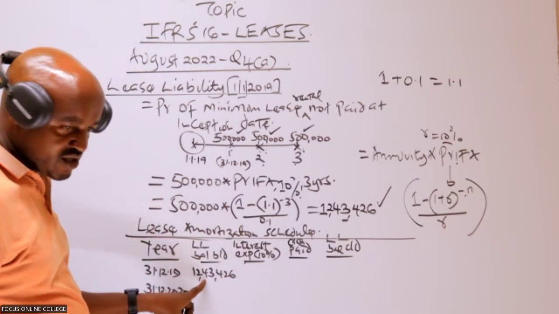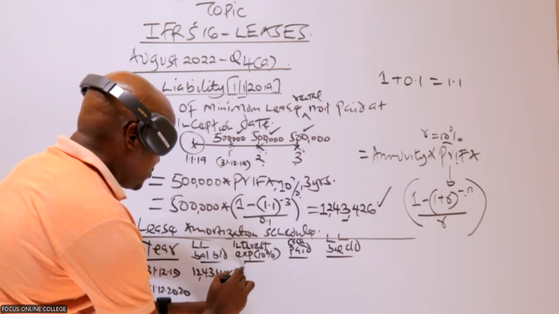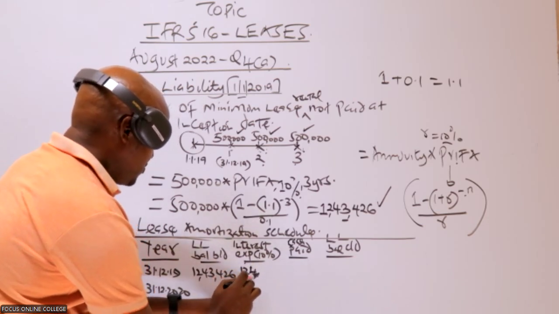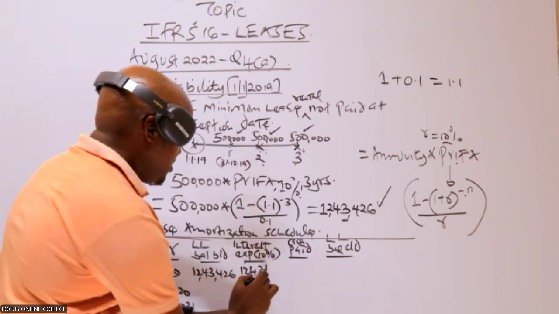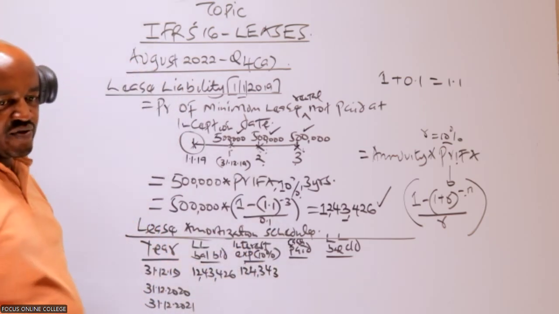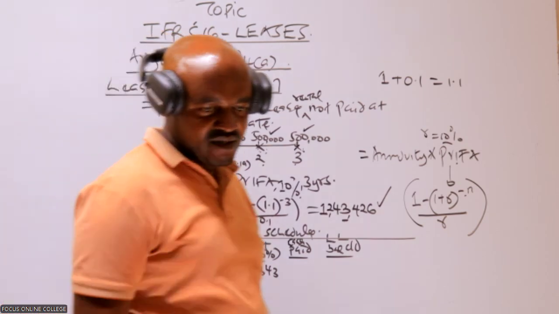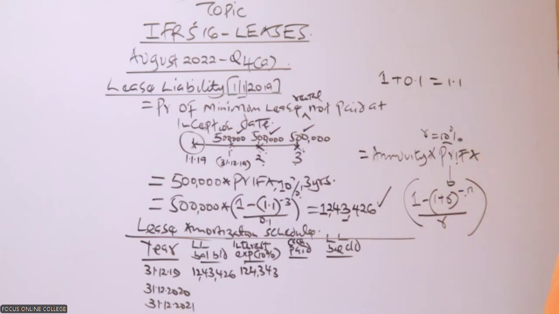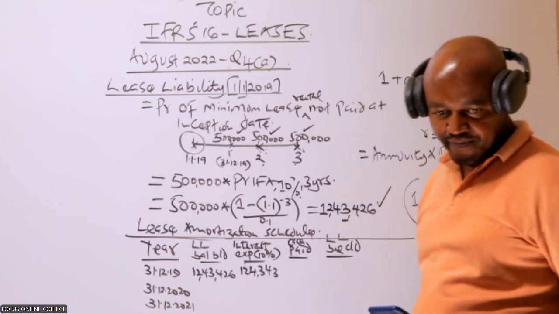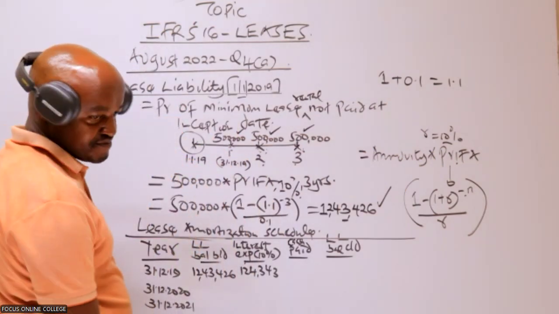The interest will be 10% of the opening balance. 10% is 124,343 to the nearest whole number. Can you confirm whether that is what you're getting? 10% of 1,243,426. Is that what you're getting as 10%? Yes, so then from there, we proceed.